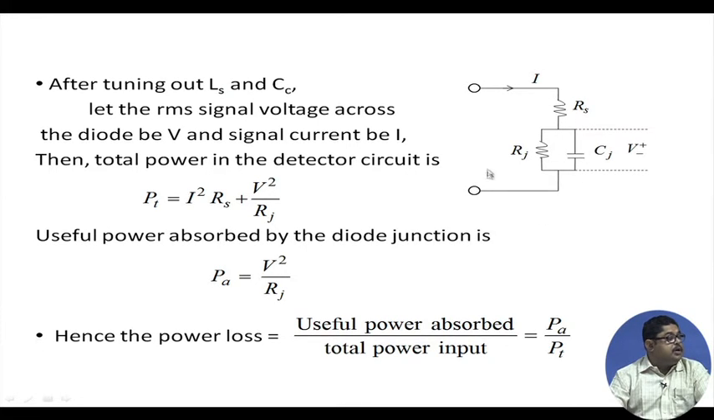So, this is the diode detector circuit. Let us assume that the voltage across the diode is V, and the diode has created a current I. So, the total power that has come to the detector circuit, we can easily find: P_t, the total power, is I square R_s plus V square by R_j. And the useful power absorbed by the diode junction, we can write P_A, the power absorbed, is V square by R_j.